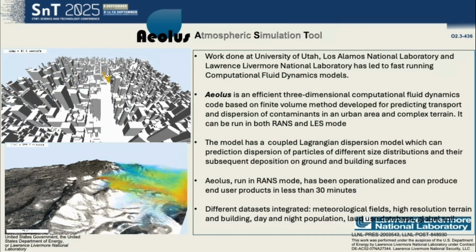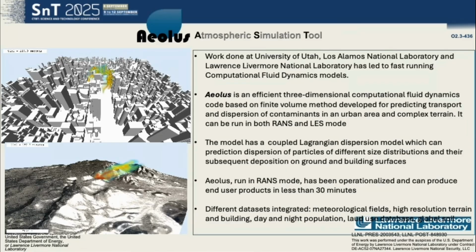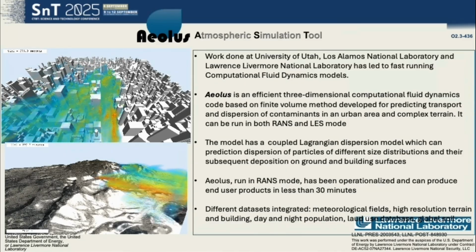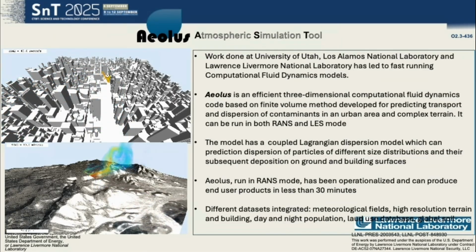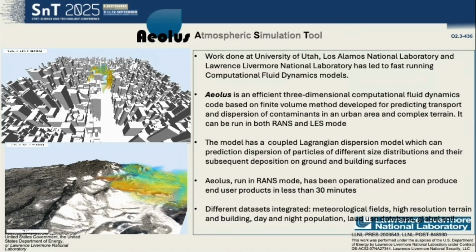This is really important in this case because one of the main ideas of connecting the subsurface transport model to the atmospheric transport model is to detect the transport of radionuclides from an underground nuclear test. For that, we need an atmospheric model which can work in complex terrain, because most of the regions where these underground nuclear tests happen are complex terrain regions. Apart from that, this model is also coupled with the Grandjean dispersion model, which can predict dispersion of particles of different sizes and their subsequent deposition on a building as well as the ground.